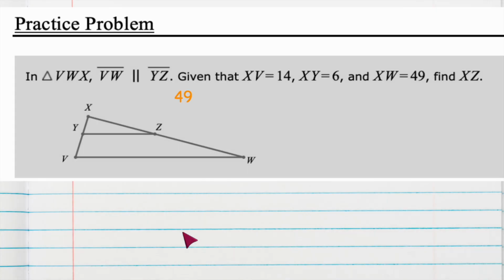So let's go ahead and apply this. We have a triangle here, triangle VWX, and the side VW is parallel to YZ. So I've highlighted that here. Given that XV equals 14, so I'm going to label that, and XY equals 6, and XW, the whole other side here, equals 49. They want us to find XZ, which is just the small top right side there. So we have the whole right side, we have the whole left side, and we have a small piece, the top piece of the left side.